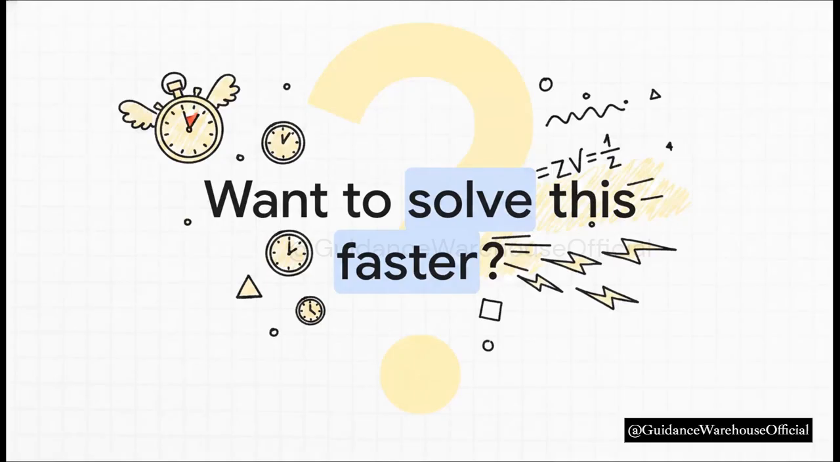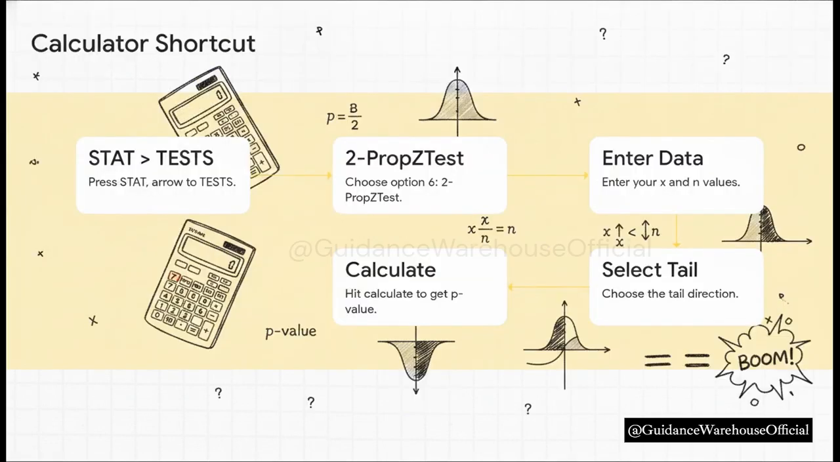Now, calculating the pooled proportion and crunching the full z-score formula by hand is fantastic for truly understanding the mechanics of the math. But let's be honest for a second. What if you're taking an exam, the clock is ticking down, and you need to solve this way faster? Well, if you have a TI-83 or 84 calculator, you can just let the hardware do the heavy lifting.